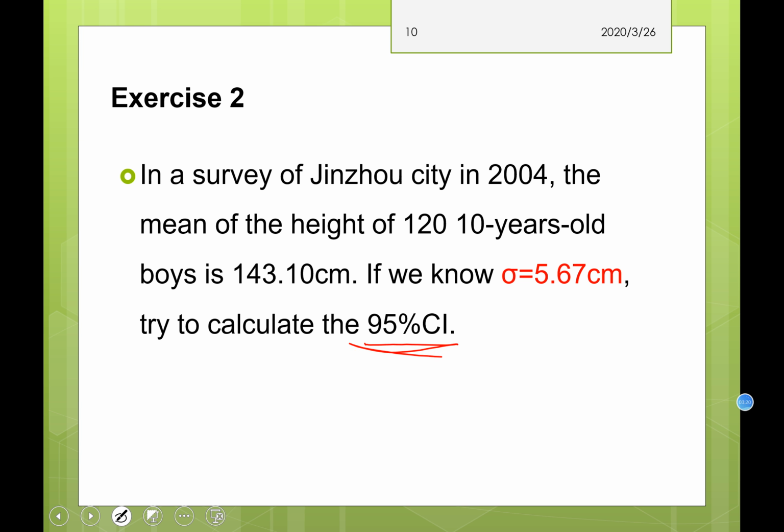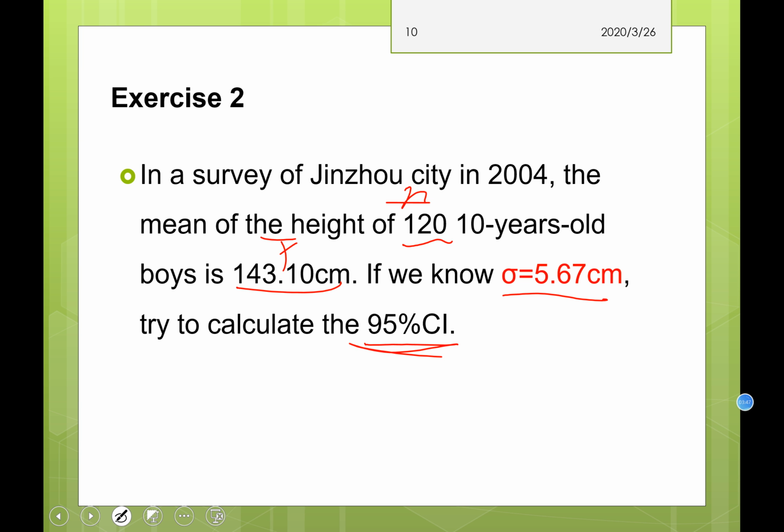So z equals negative 1.96, right? And sigma is given, so we can use the method based on the z distribution. And here, this is the little n. This is the x bar. So it's very simple, right?